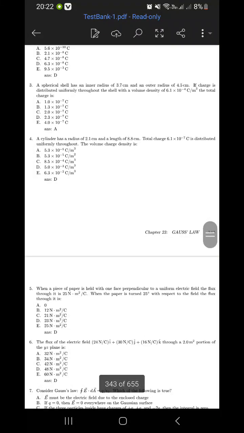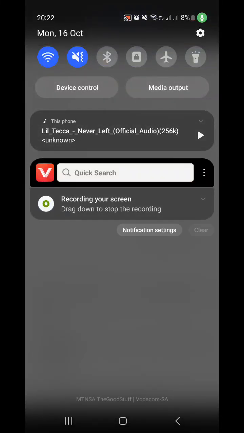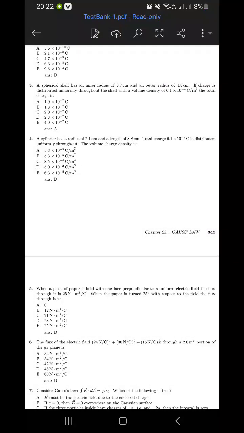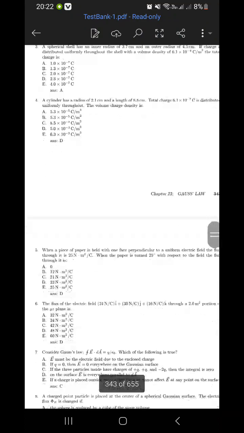A spherical shell has an inner radius of 3.7 centimeters and an outer radius. If charge is distributed uniformly throughout the shell with a volume density of 6.1 times 10 to the power of negative 4, the total charge is A, 1 times 10 to the power of negative 7.